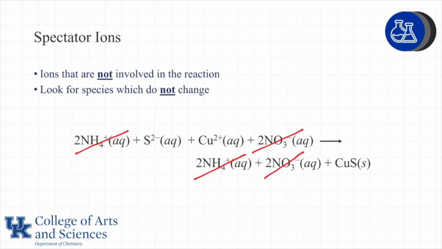What we see left are the sulfide ion and the copper ion, which change from ions in the aqueous phase on the left side to a copper sulfide solid compound on the right side. So there's something changing there as that precipitate forms, and that precipitate comes out of solution.